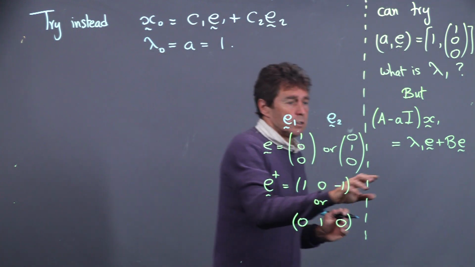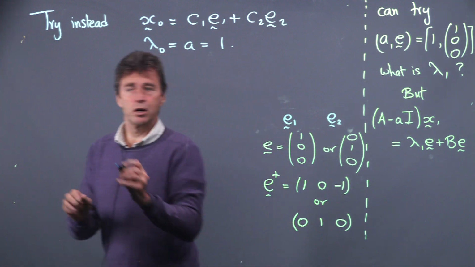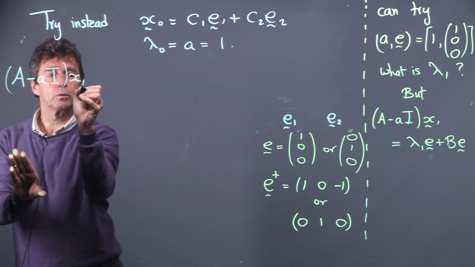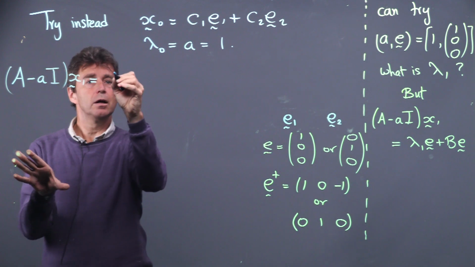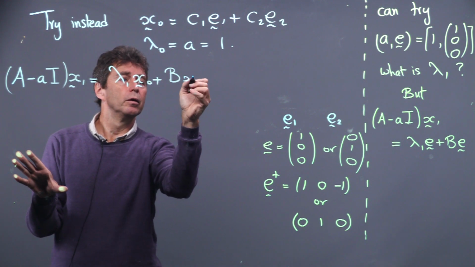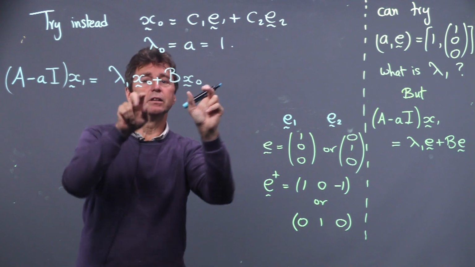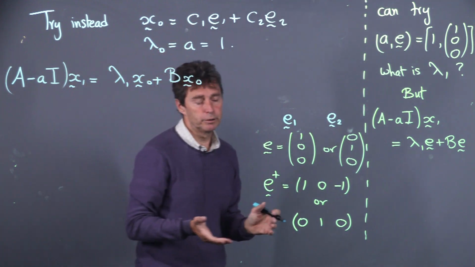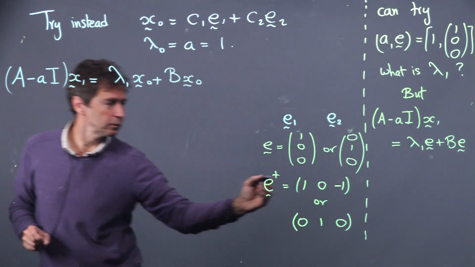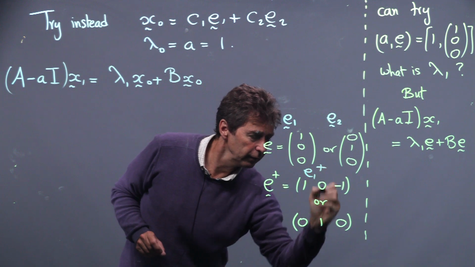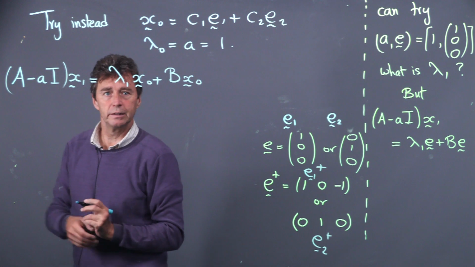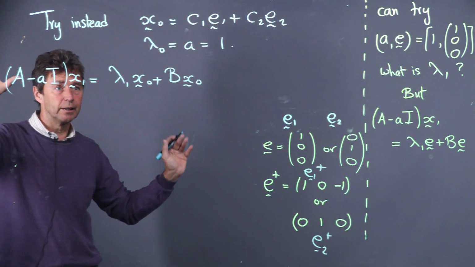Okay, so instead of this, I'm going to have something slightly more general now. I'm going to have (A minus AI) times x1 equal to lambda 1 x0 plus b x0. I'm going to leave the x0 in there. That's what's in here. Okay, so now I can multiply by that one. Let's call this one E1 dagger, and this is E2 dagger. So I can do the product with E1 dagger and then the product with E2 dagger. I have two ways of doing it, so let's do both.